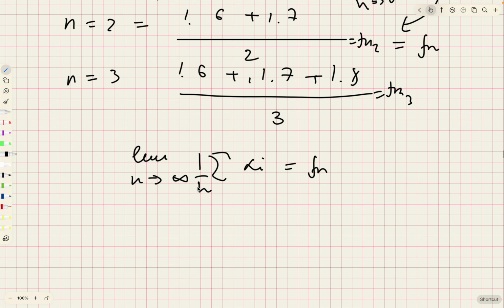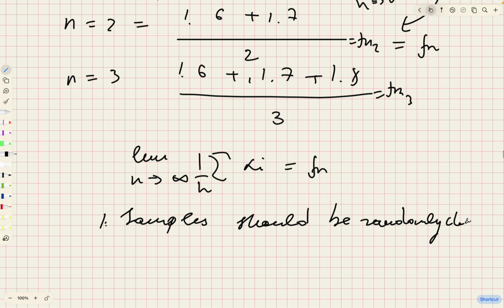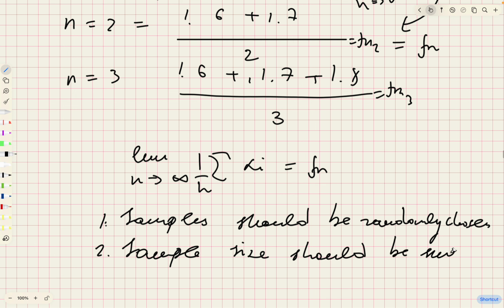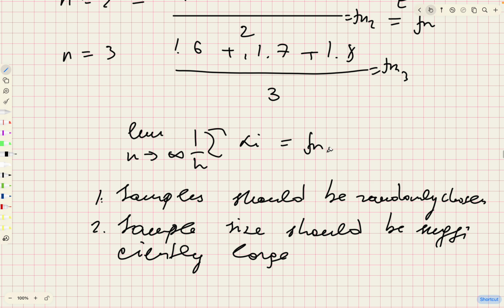And there's one point here. Samples should be randomly chosen, and sample size should be sufficiently large. So samples should be randomly chosen.